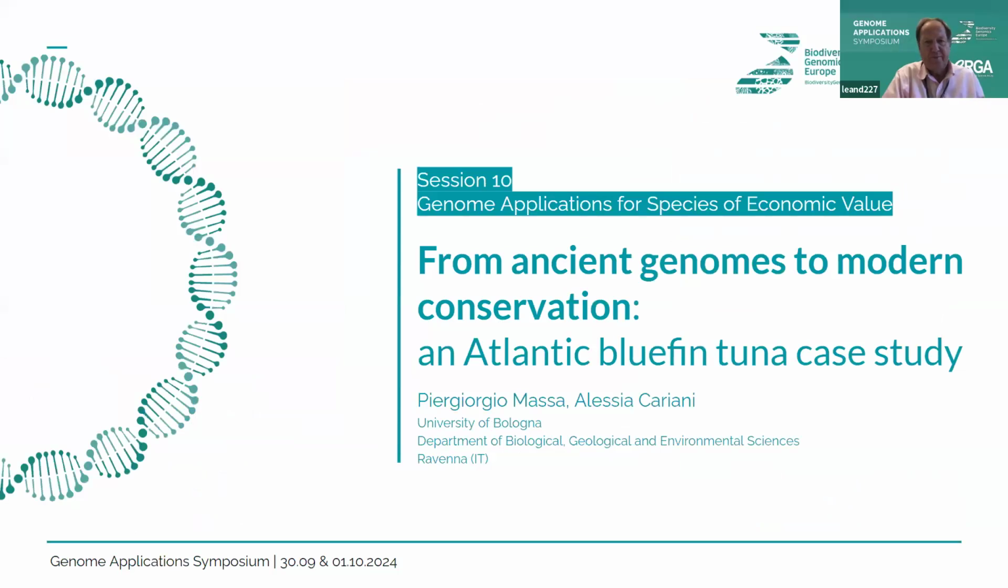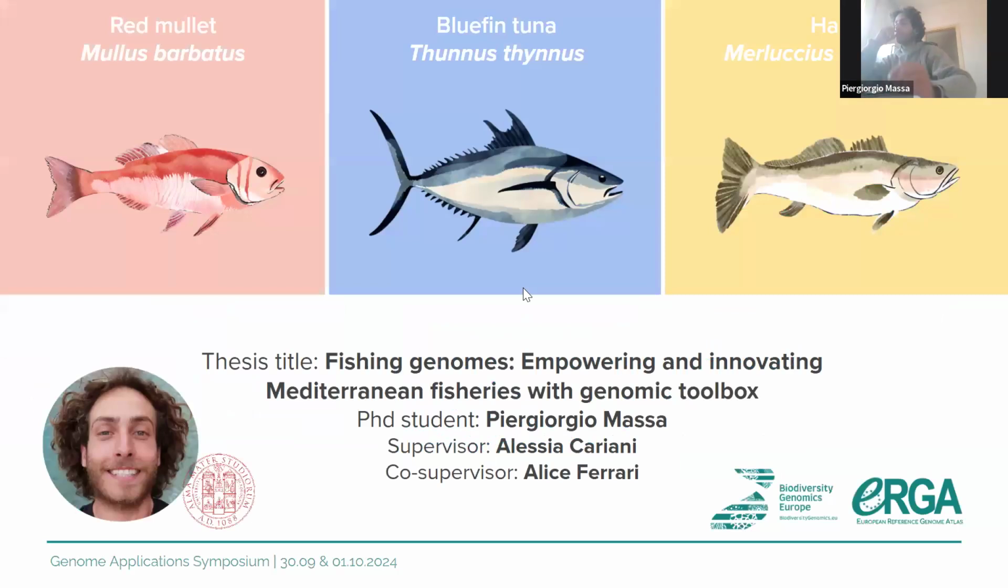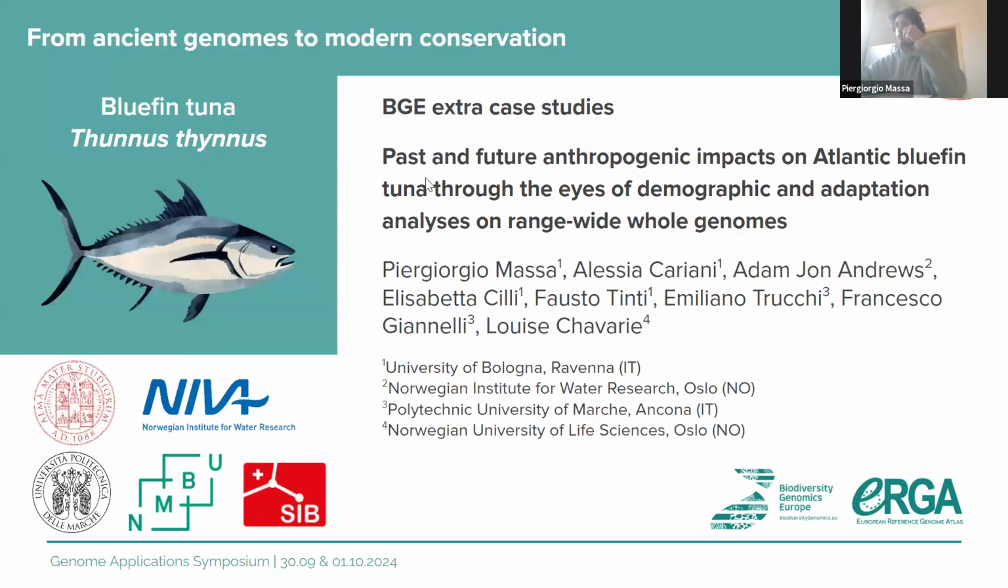Yes. Okay. So, I'm Piergiorgio Massa, a PhD student from the University of Bologna. My PhD thesis is on applying genomics to Mediterranean fisheries. These three here are the fish species on which I'm currently working. But today I'm going to talk to you about the bluefin tuna, Thunnus thynnus. Very recently I started this project on the adaptation and conservation genomics of this species, granted by ERGA-BGE, and in collaboration with a team of researchers from University of Bologna, Polytechnic University of Marche, Norwegian Institute for Water Research, and Norwegian University of Life Sciences.